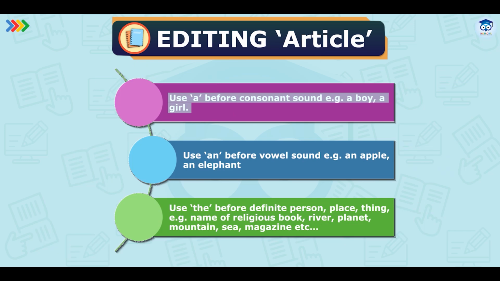For words starting with a vowel sound, you use an before the vowel sound. Example, an apple, an elephant. Finally, use the before a definite person, place, thing. Example, names of religious books, river, planet, mountain, sea, magazine, etc. Using the right article makes your sentence clear and grammatically correct.